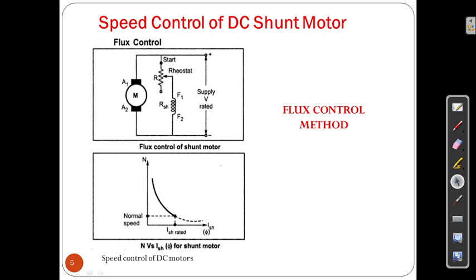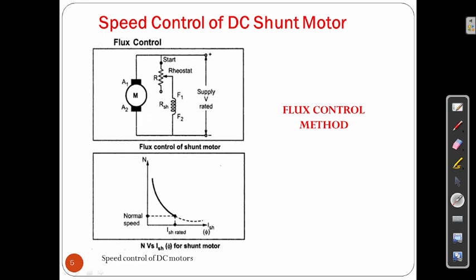This is the speed control of a DC shunt motor. The first one is the flux control method. First you will see the diagram. In the flux control, the motor is connected with a rheostat, and near that rheostat a field winding is connected. The voltage supply is given here.